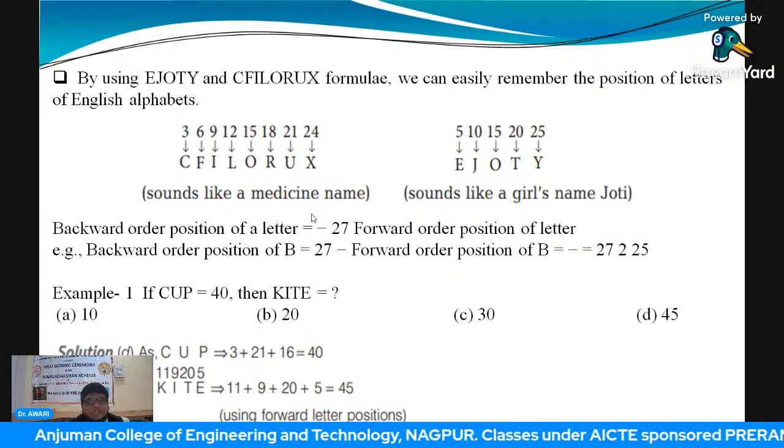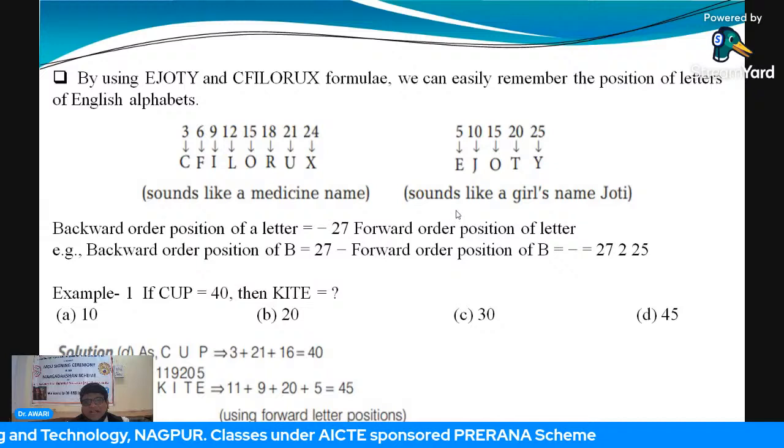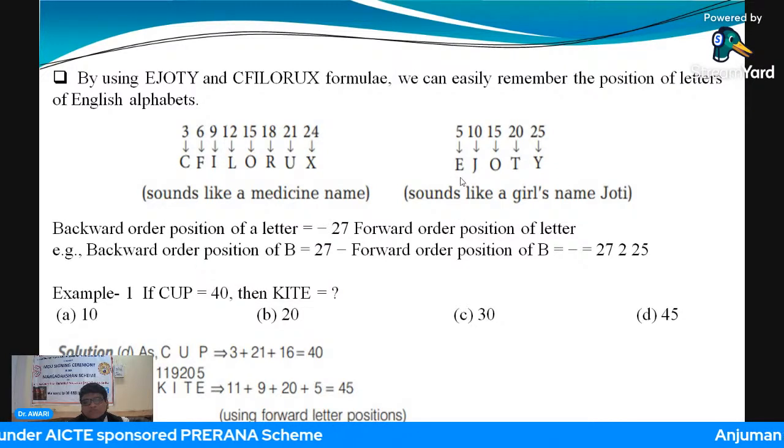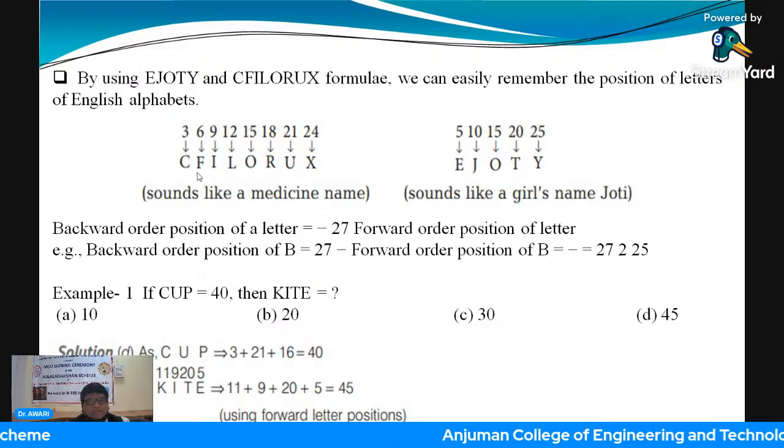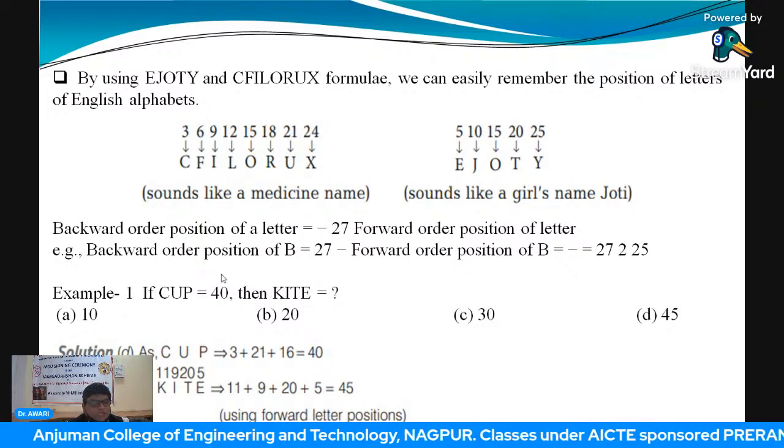CFIL sounds like a medicine name, okay, and EJOTY sounds like a girl's name, Jyoti. So EJOTY is like a medicine name which we are remembering now. It is like a girl's name, Ejoti. So it is to be remembered like that.